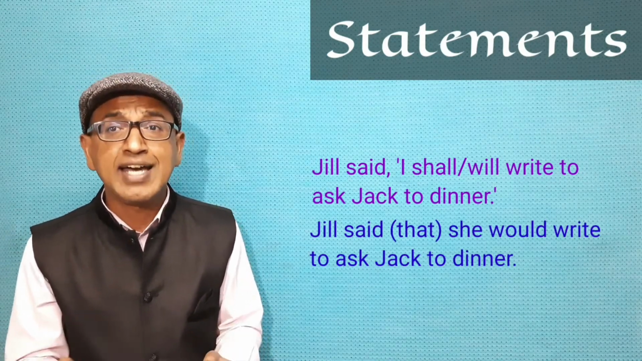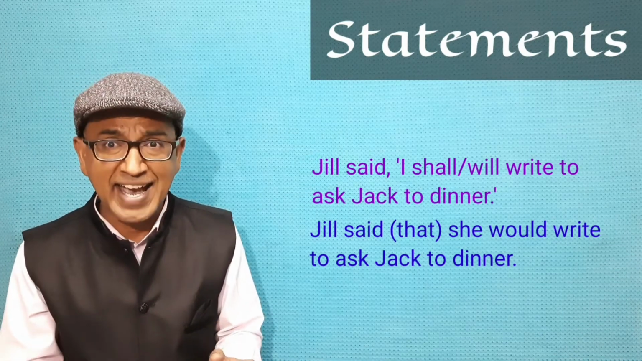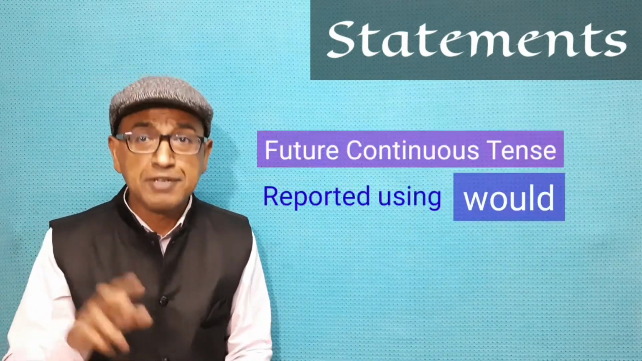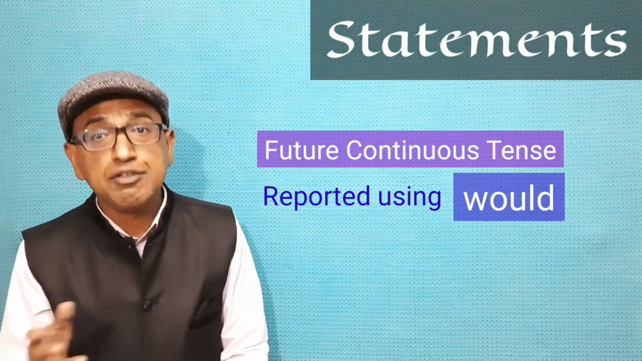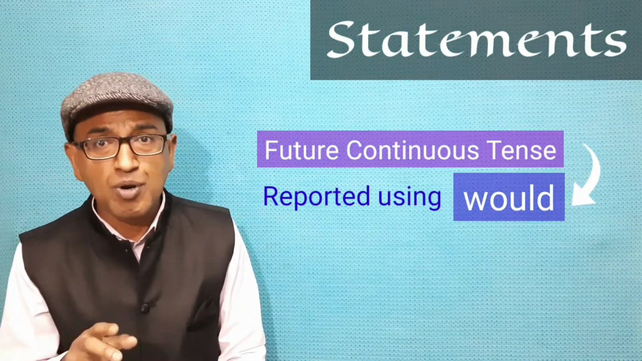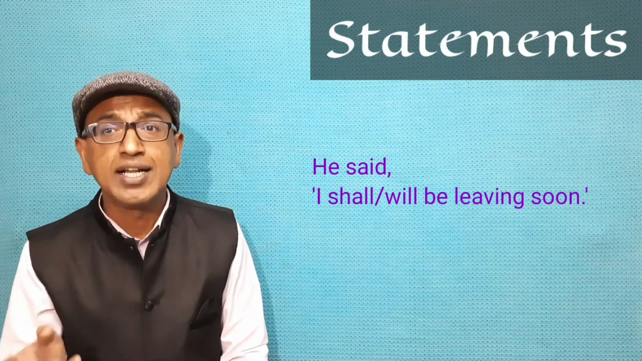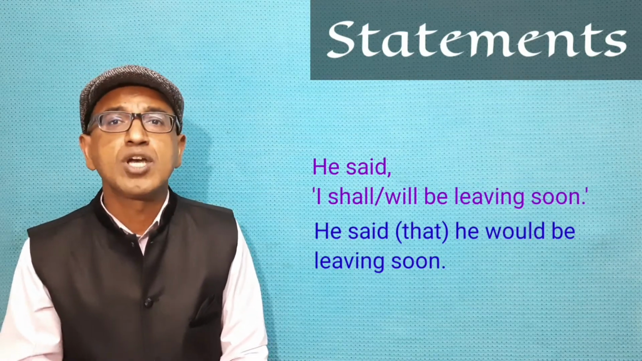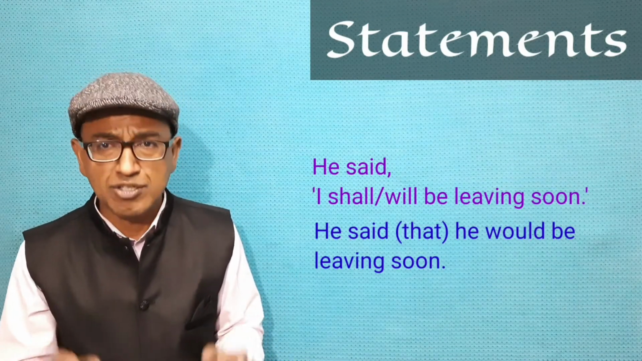Becomes, Jill said that she would write to ask Jack to dinner. Well, if the verb of the speech quoted is in the future continuous tense, it is reported using would. For example, he said, I shall or will be leaving soon. Becomes, he said that he would be leaving soon.